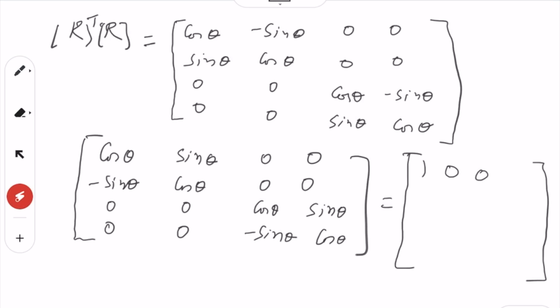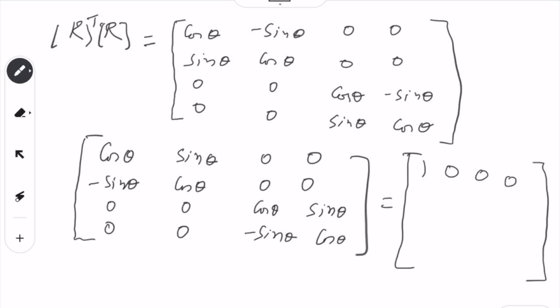Similarly, we can have this multiplied by this. So cos theta multiplied by 0, 0 minus sin theta multiplied by 0 is 0, 0 multiplied by sin theta is 0, 0 multiplied by cos theta is 0. So we have 0. Remember we have the two matrices which are not symmetric, but we are multiplying them by transpose, so that makes it symmetric.